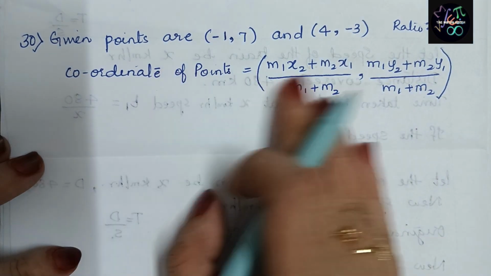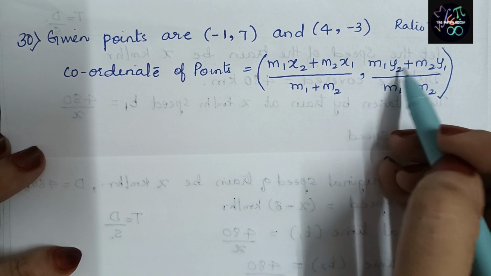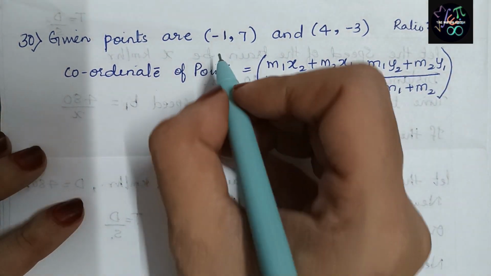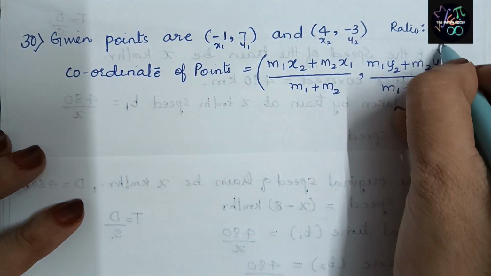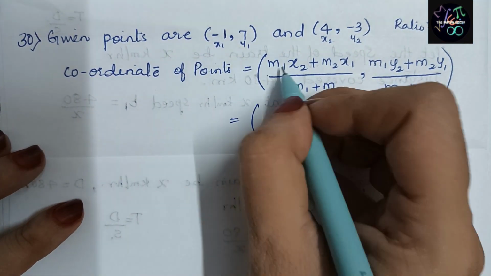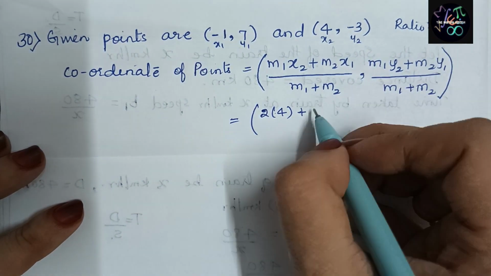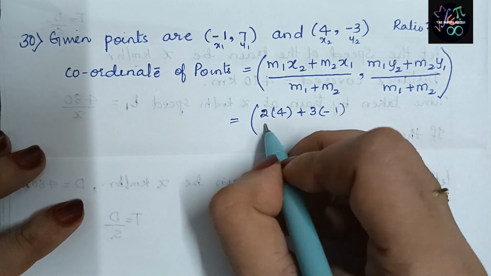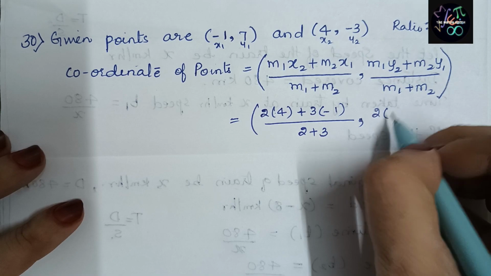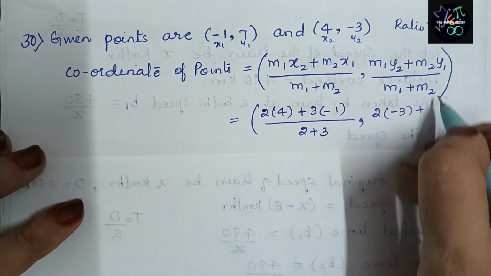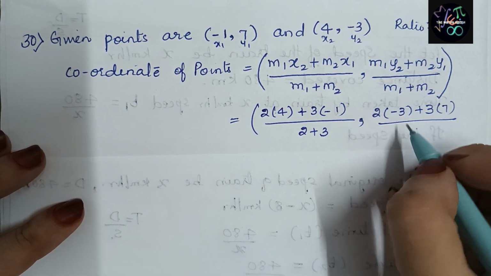When the ratio is given, the coordinate of the point formula is (m1x2 + m2x1)/(m1 + m2), (m1y2 + m2y1)/(m1 + m2). Let us write here, this is x1, y1, x2, y2, and this is m1, m2. Let us substitute now. m1 is 2, the x2 value is 4, plus m2 is 3, the x1 value is -1, upon m1 + m2, 2 + 3, comma, m1 is 2, the y2 value is -3, plus m2 is 3, the y1 value is 7, upon m1 + m2, 2 + 3.